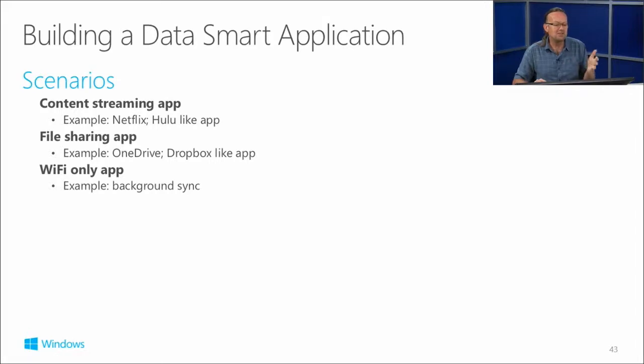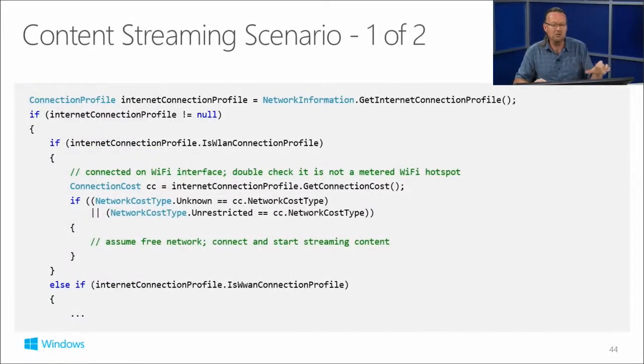There are three scenarios: the content streaming app, a bit like Netflix or Hulu, where you've got content streaming all the time. A file sharing app, like OneDrive or Dropbox, though the background file transfer service is probably a better way of transferring files. And then a Wi-Fi only app, where you want to allow your user to do some syncing, but only when you're on Wi-Fi, not when you're on a cellular connection. I'm just going to look at the first one, the content streaming scenario.